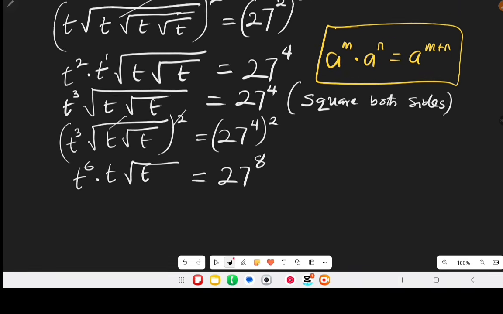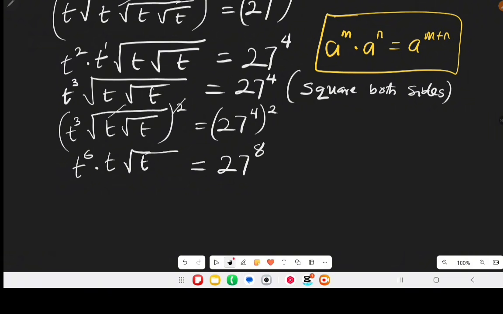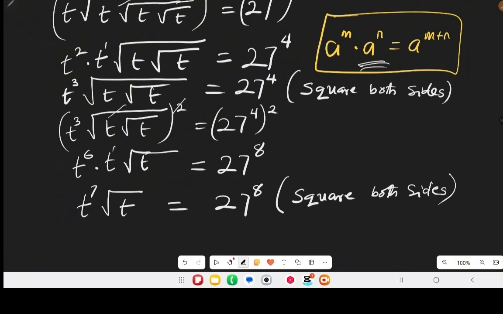At this point, we apply the law of indices, which we have here. Then when we apply that to the left hand side, we have to add the power. There is an invisible 1 here, which turns it to t raised to the power of 7 root t equals 27 raised to the power of 8. At this point, we have to square both sides again. When we square both sides, we have t raised to the power of 7 root of t all squared equals 27 raised to the power of 8 all squared.